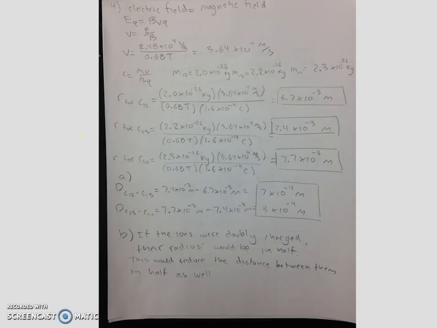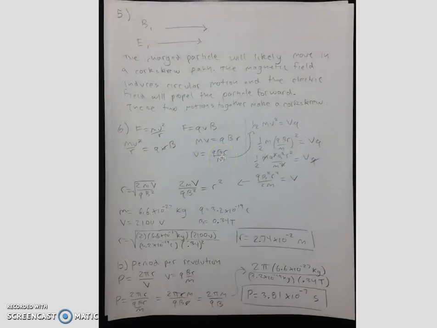Next question. We have a charged particle moving in a circle under the influence of a uniform magnetic field. If an electric field that points in the same direction as the magnetic field is turned on, describe the path the charged particle will take.